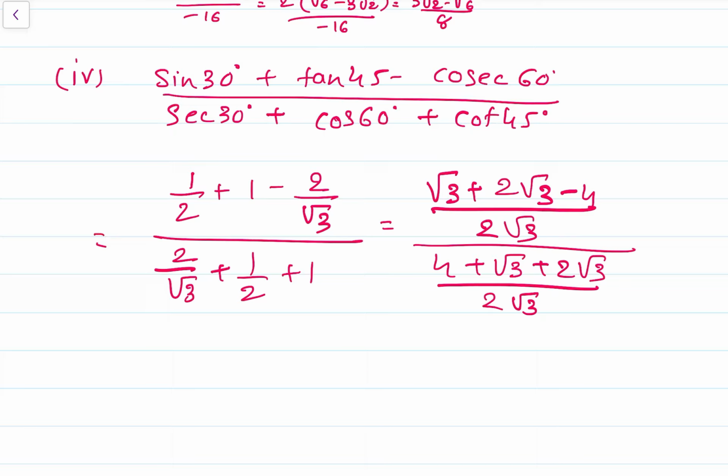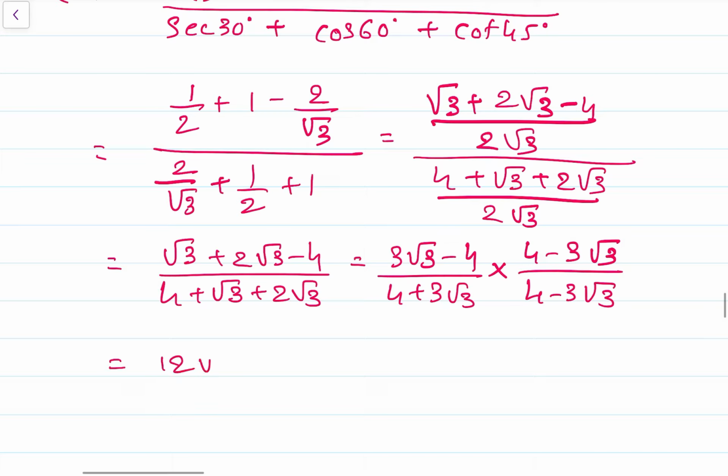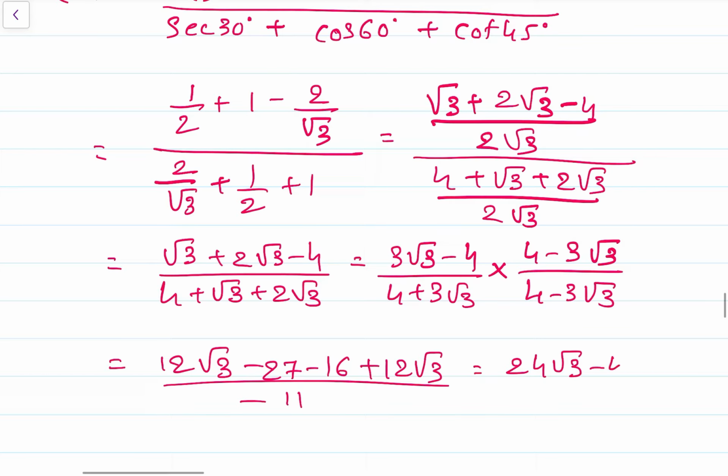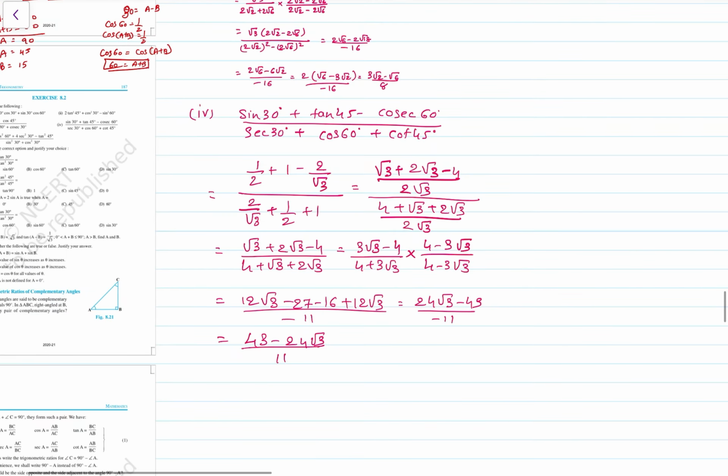So you get root 3 plus 2 root 3 minus 4 upon 4 plus root 3 plus 2 root 3, is equal to 3 root 3 minus 4 upon 4 plus 3 root 3. Applying rationalization again, we get 4 minus 3 root 3 upon 4 minus 3 root 3. So, solving this further, we get 12 root 3 minus 27 minus 16 plus 12 root 3 upon minus 11, which is 24 root 3 minus 43 upon minus 11. Solving this, we get (43 minus 24 root 3) upon 11. That is our answer for number 4.